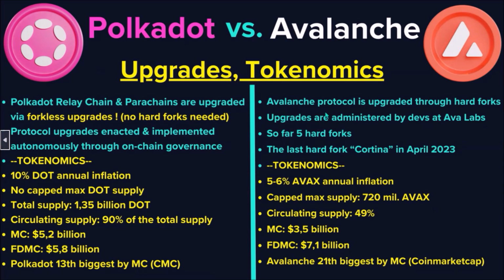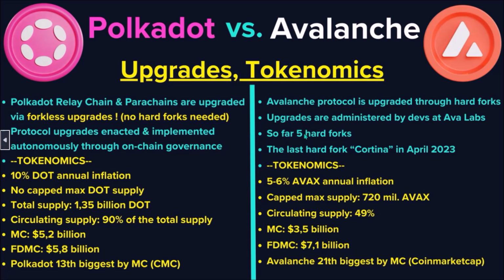Whereas the Avalanche protocol is upgraded through a hard fork, so this is one of the major differences between Polkadot and Avalanche. As mentioned, hard forks are carried out by Ava Labs, which again, in my view, makes Avalanche still a relatively centralized network.